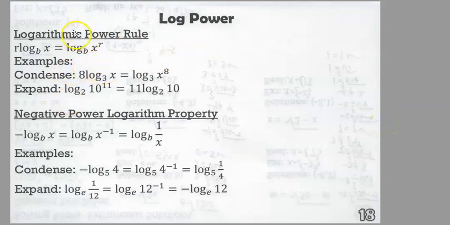The log power rule is you have a number on the outside of the log, and you can put it inside as an exponent. Or you can start with the exponent and put it on the outside. The condensed version is when the exponent's on the inside, and the expanded version is when the number is on the outside as a coefficient. And then we have our negative power logarithm property. And here are your examples.